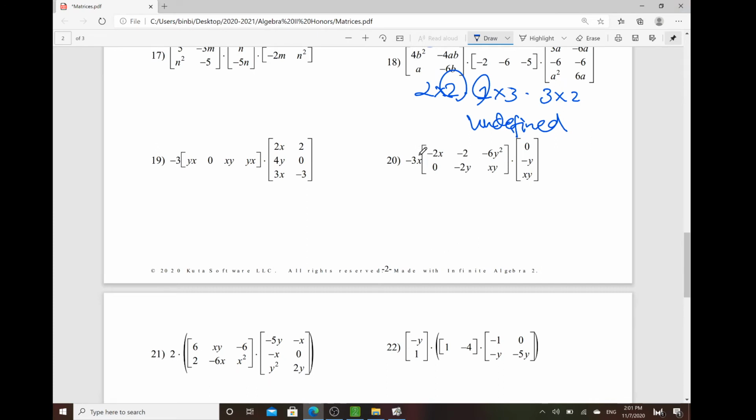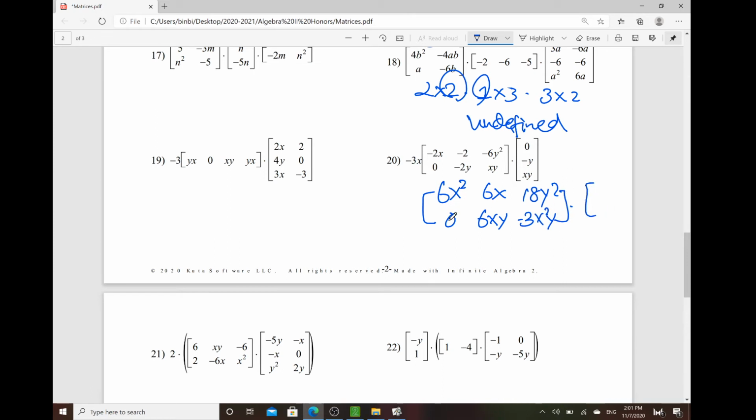The negative 3x right here is just considered a scalar. Just like a greatest common factor, that means you want to distribute. Once you distribute, you have 6x squared, and the other one here is 6x. Negative 3 times negative 6y squared is 18y squared. Negative 3x times 0 is nothing. Negative 3x times negative 2y is 6xy. And negative 3x times xy is negative 3x squared y.